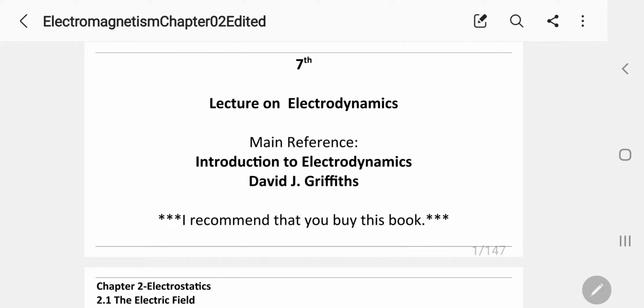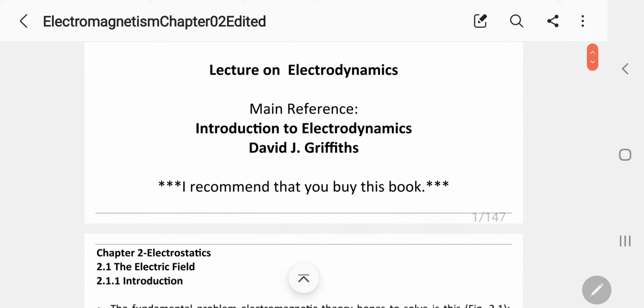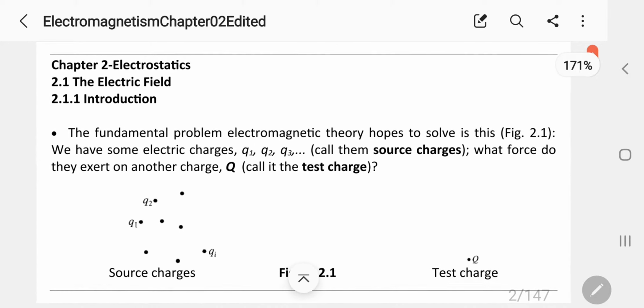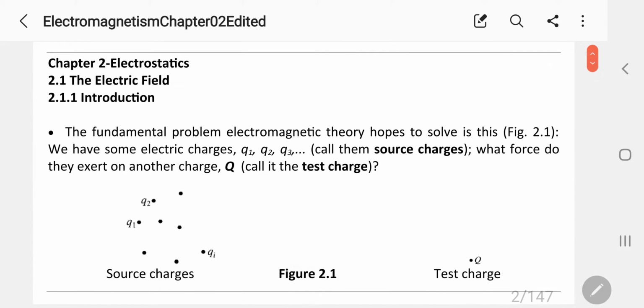This is now the next chapter. We have finished the first one, and we're going to study electrostatics. Our fundamental problem in this particular chapter is that we're going to solve the force, for example, of a distribution of charge exerted on a point charge or a test charge.